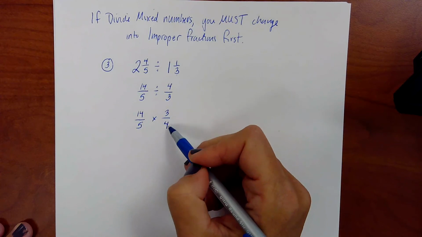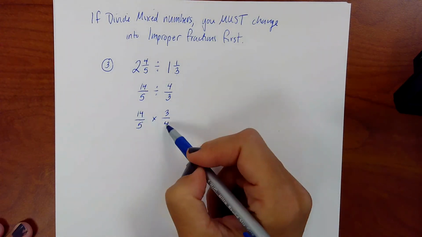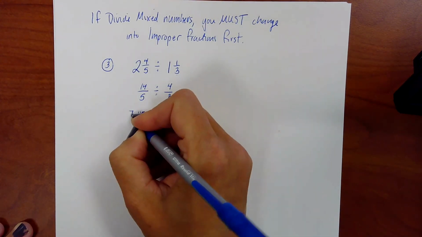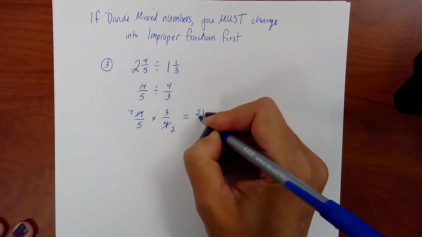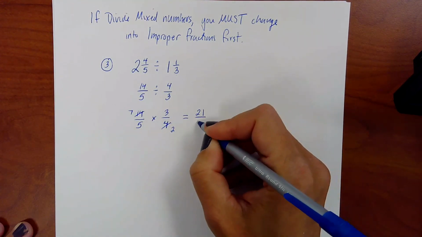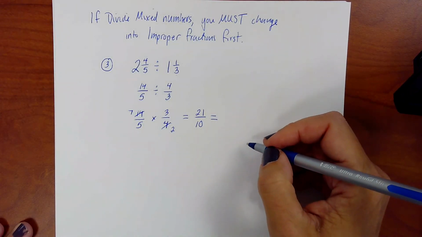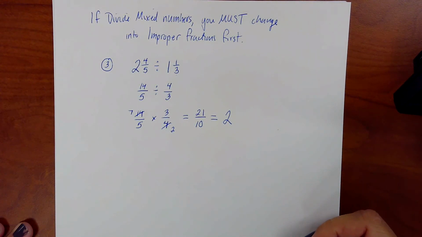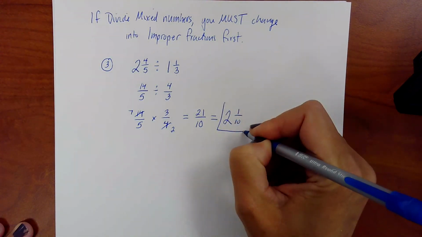All right. Look for any reducing. The 3 and the 5, no. The 4 and the 14, actually, yes. We can divide those both by 2. So that gets knocked down to a 2. That's a 7. 7 times 3 is 21. 5 times 2 is 10. How many times does 10 fit into 21? Twice, right? 10 times 2 is 20. 1 more to go. 2 1/10.